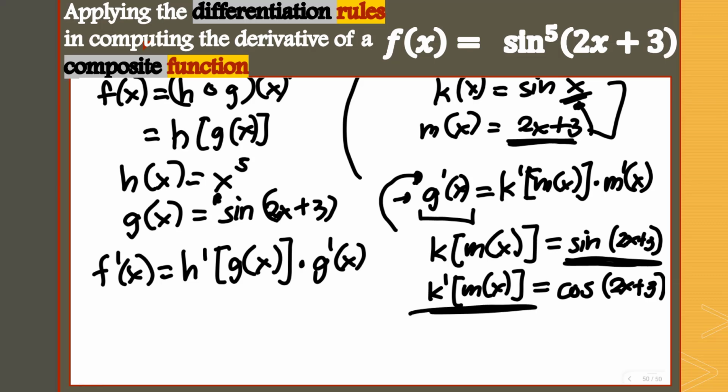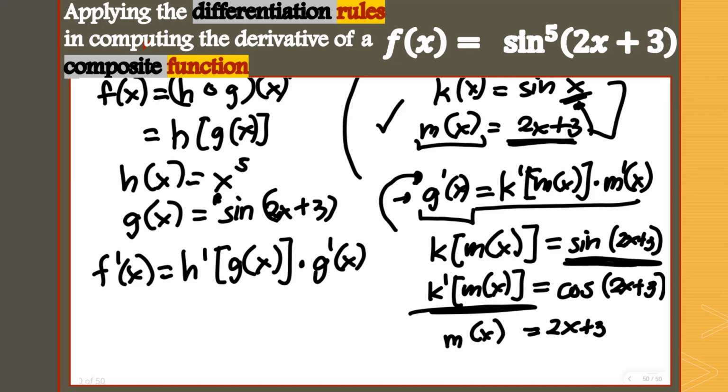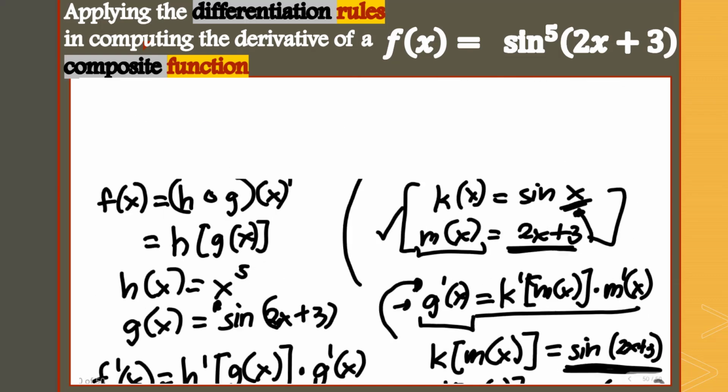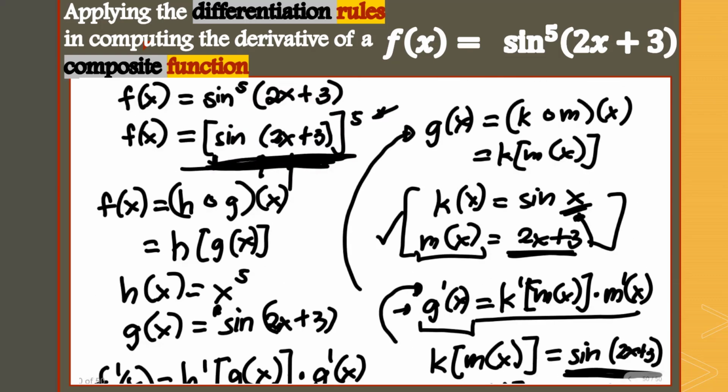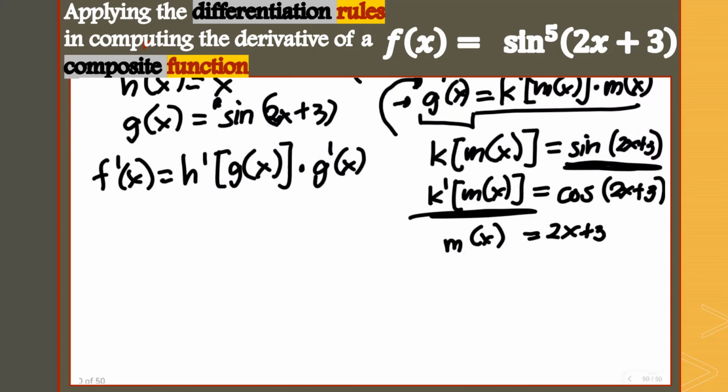But take note, in our formula here, we need m prime of x. So our m of x is already identified here as 2x plus 3. So in short, m of x is the angle, the combination of k and m is this function here inside, and of course later on f of x will include the exponent of 5.